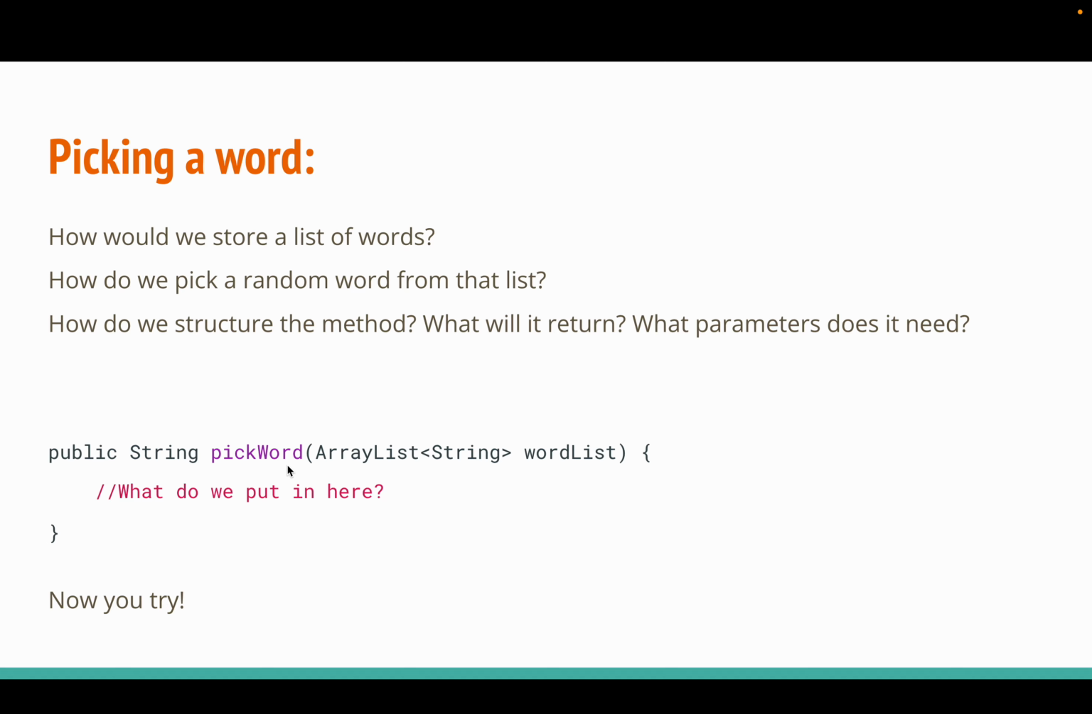Now let's go into picking a word specifically. How would we store a list of words? How do we pick a random word from that list? How do we structure the method? What will it return? What parameters does it need? Well, let's put an example right here. We're going to say public String pickWord, and then we're going to take an array list full of strings called wordList. What do we put in here? Try to pause right now and think about what we're going to put in here.